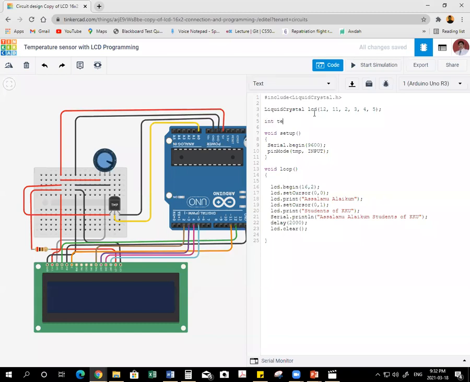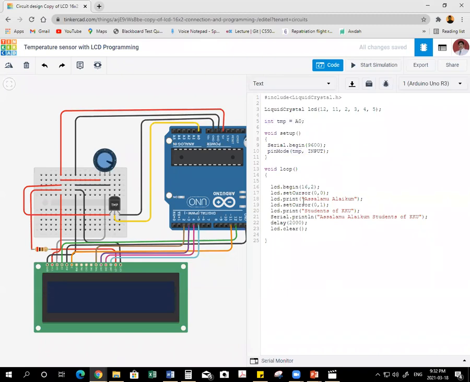int TMP equal to A0, pin A0, right? This I initialize. That's why I am running it separately. pinMode temperature should be input. This temperature is nothing but the A0 pin.